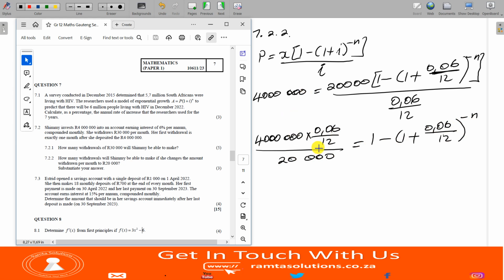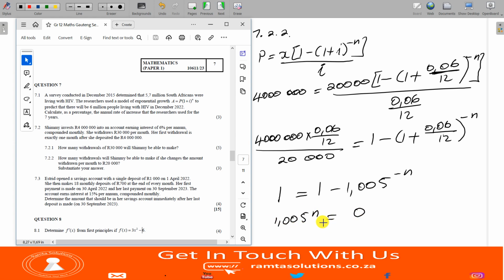Now, taking out our calculators, the amount that you used earlier is still there. However, it was over 30,000. I'm going to change the 3 and put a 20. So it's 20,000. This is simplified to 1. So 1 equals 1 minus, what is this? This is still 1.005 to the power negative n, isn't it? It will not change. It's still 1.005. So 1.005 to the power negative n is equal to 0.